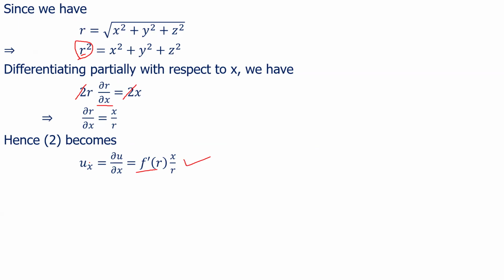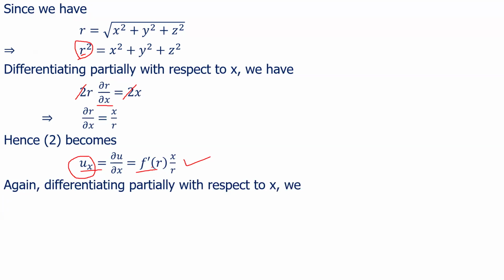Now, since this is the first order partial derivative of u with respect to x, but in the question we have to obtain the second order partial derivative of u with respect to x, with respect to y, and with respect to z, so let us again differentiate partially ux with respect to x. We have uxx, the second order partial derivative of u with respect to x, which is equal to partial derivative of f dash of r into x by r with respect to x.